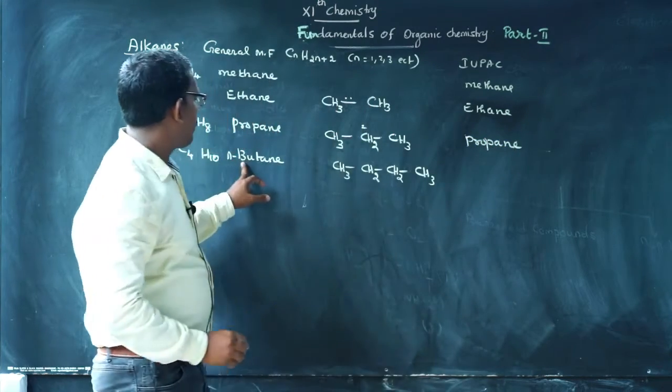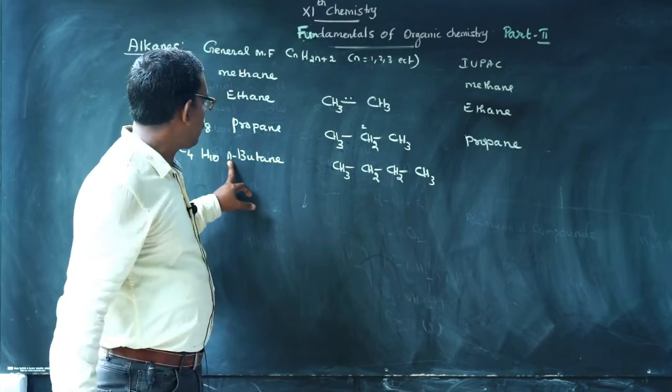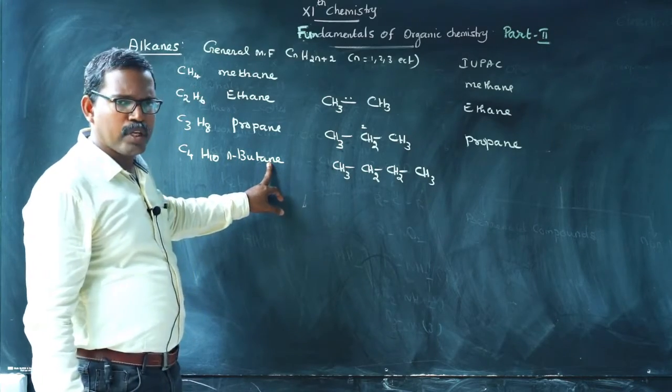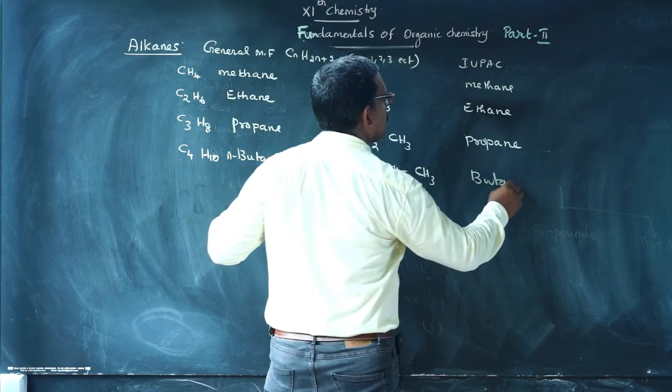Here, normal propane. Here n represents normal. There are no branches. Therefore, the common name of the compound is normal butane. But the IUPAC name of the compound is simply butane.